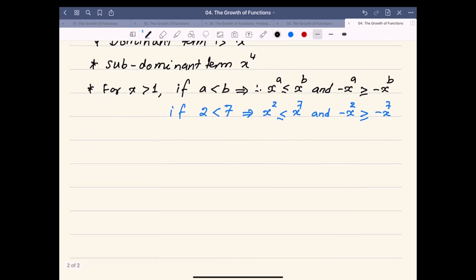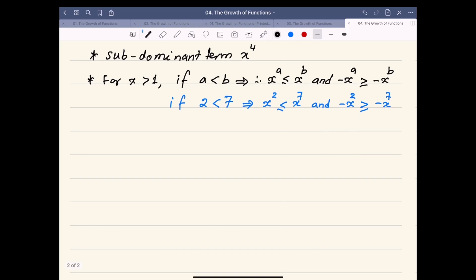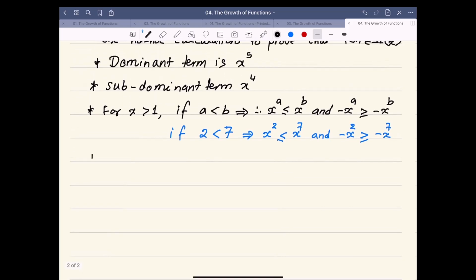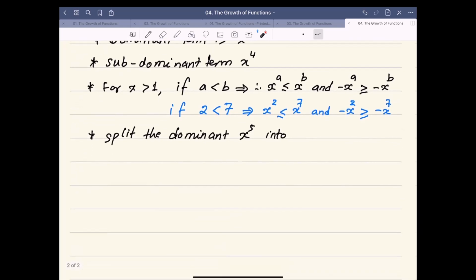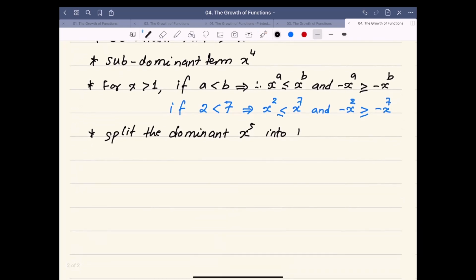Similar to what we have done previously on a similar example, first we will split the dominant term x raised to power 5 into two parts. Notice here that the dominant term has the coefficient 1. So we will break this dominant term into two halves: half x raised to power 5 plus half x raised to power 5.